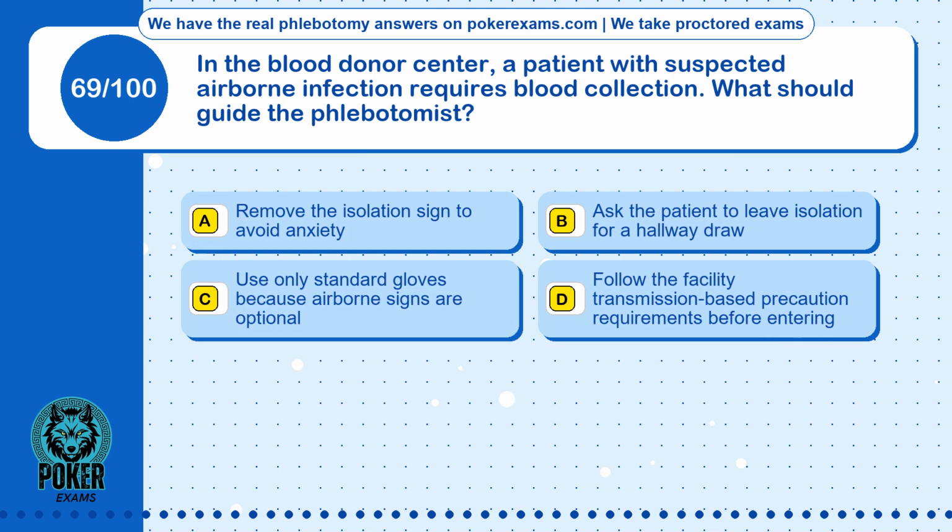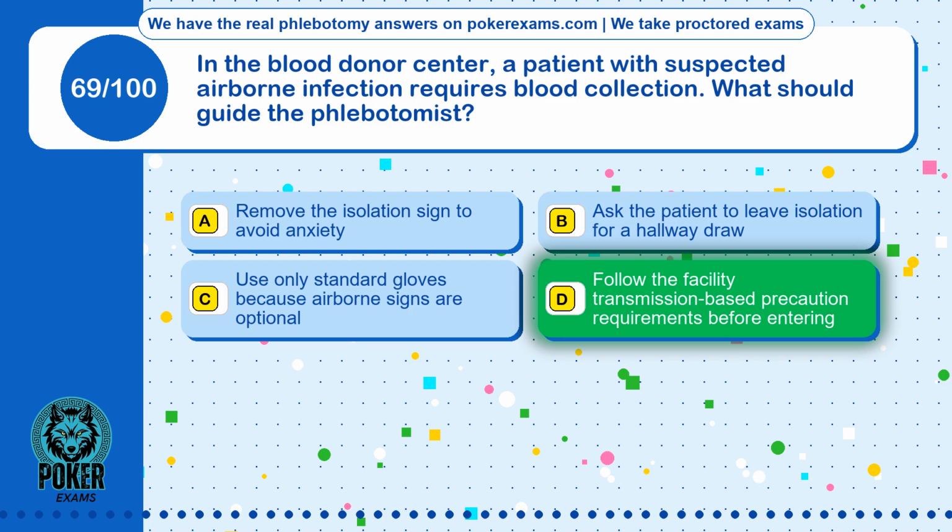Question 69. In the blood donor center, a patient with suspected airborne infection requires blood collection. What should guide the phlebotomist? Option A, remove the isolation sign to avoid anxiety. Option B, ask the patient to leave isolation for a hallway draw. Option C, use only standard gloves because airborne signs are optional. Option D, follow the facility transmission-based precaution requirements before entering.